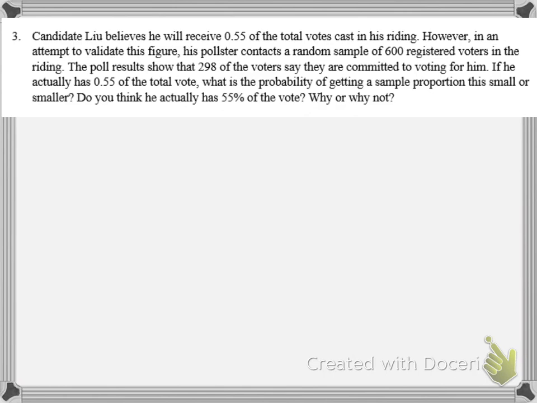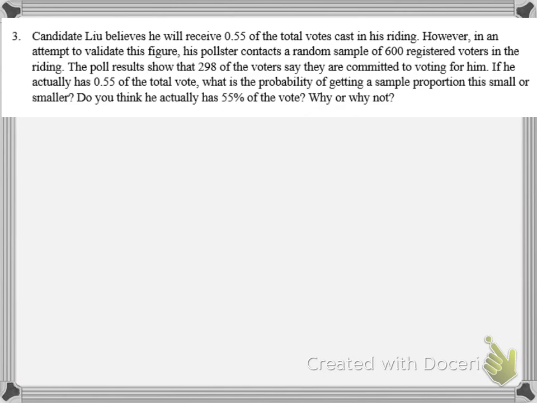Number 3, candidate Liu believes he will receive 0.55 of the total votes cast, so that's 55% of the total votes cast in his riding. However, in an attempt to validate this figure, his pollster contacts a random sample of 600 registered voters in the riding, and the poll results show that 298 of the voters say they are committed to voting for him.